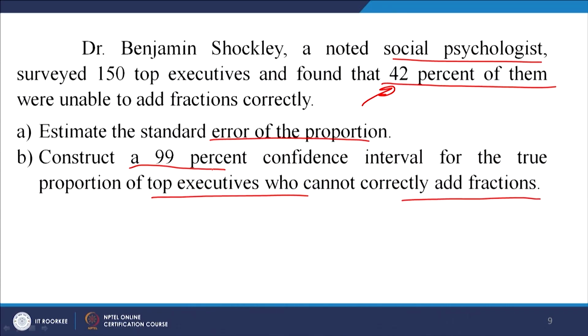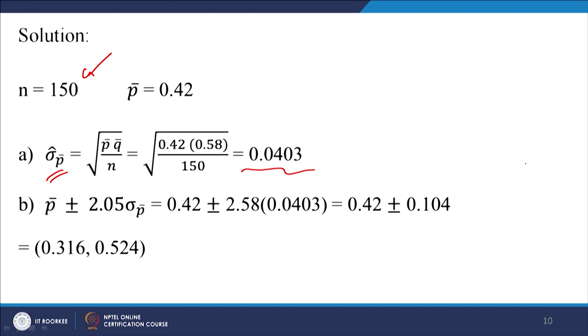Now, if you look at the second part, construct a 99% confidence interval for the true proportion of top executives who cannot add fractions. So, this is given, right: 42% plus minus 2.05. From where did we get this 2.05? This value 2.05 we got from the Z table, right. And how did we get that value?